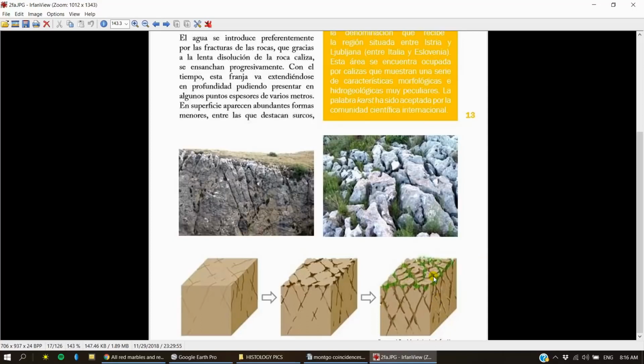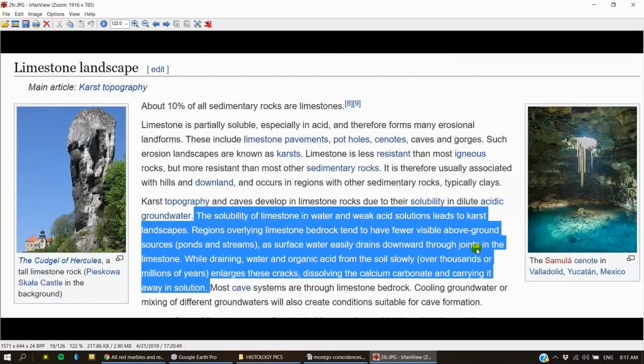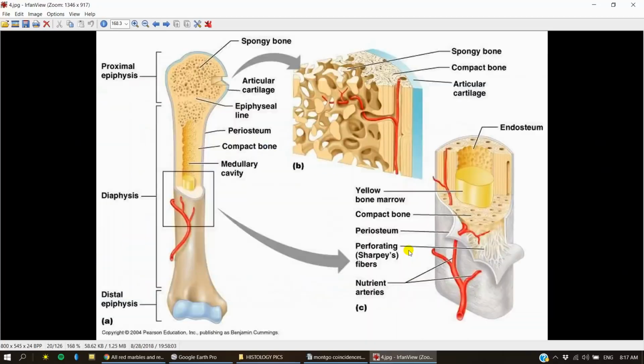And as we go through some of the samples that I'll be showing later, I want you to keep this mainstream geological explanation in mind because I don't think it explains a number of the samples that I'll be showing you today. So this is just showing how limestone water with weak acid solutions will erode the limestone and lead to karst landscapes. So we're going to be looking at a lot of different rocks today, but essentially they're all part of what I think is just 2 different kinds of bone.